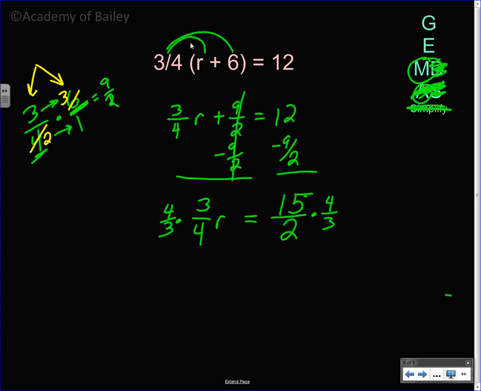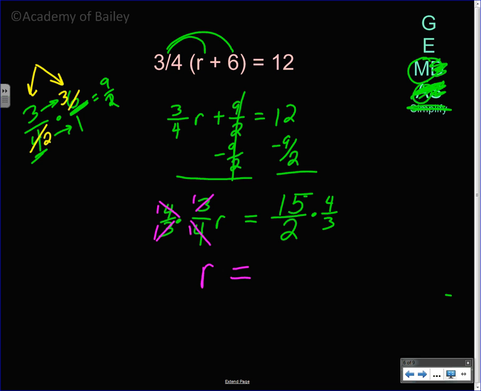Now, let's cancel some things. 4 goes into 4, and it leaves us with 1s. 3 goes into 3, 1 time. And so when we multiply, we get 1 on top, 1 on bottom, and that leaves us with the invisible 1, 1 times r.